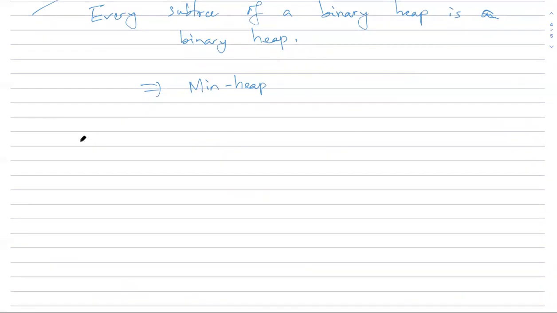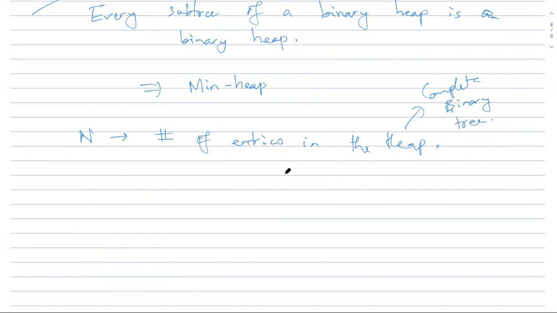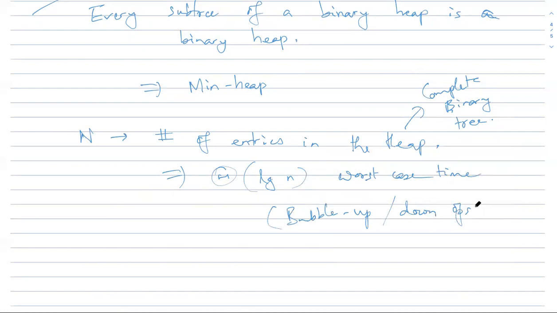Okay, so if n is the number of entries in the heap, and we know that the heap is a complete binary tree, and therefore this has the order of log n worst case time complexity whenever bubble up or down operations are involved. So that would be a generalized statement.